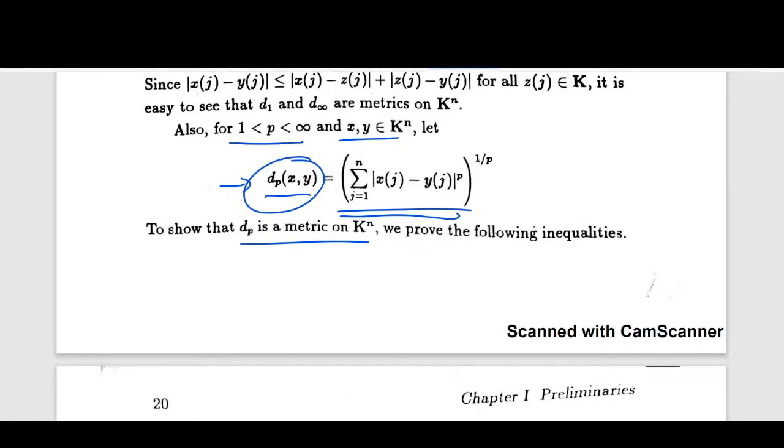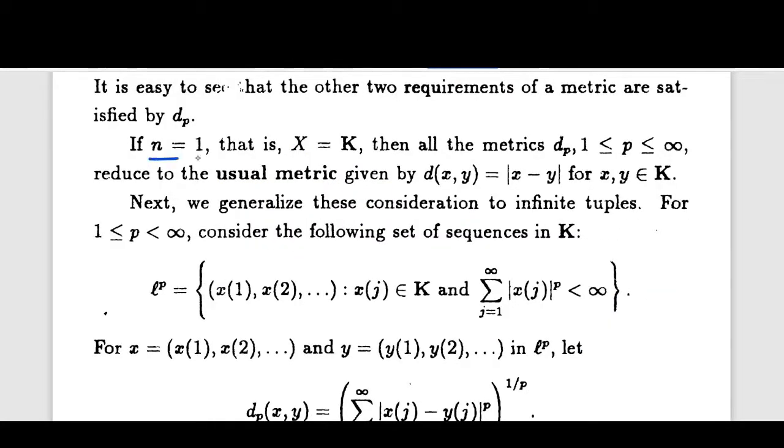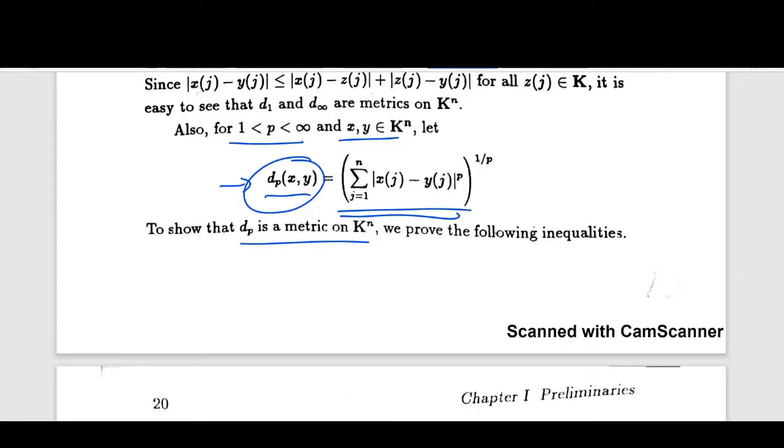Here we can notice that if n equal to 1, that means our X is equal to K, then all the metrics d_p, where 1 less than or equal to p less than or equal to infinity, reduce to the usual metric given by d(x,y) equal to |x minus y| for x, y belongs to K. For X equal to K^n, we have this summation j varies from 1 to n. If we take n equal to 1, then here only x minus y. There is no summation.